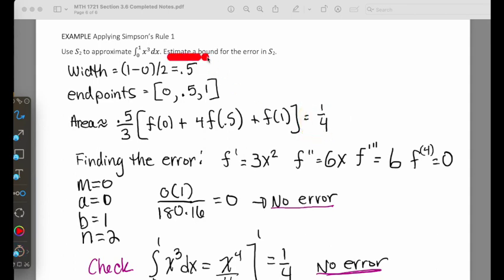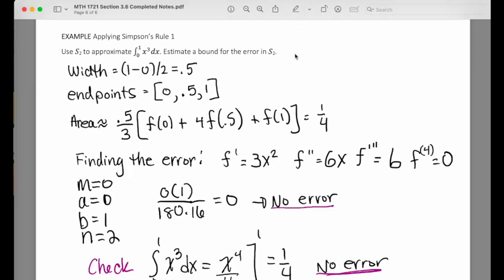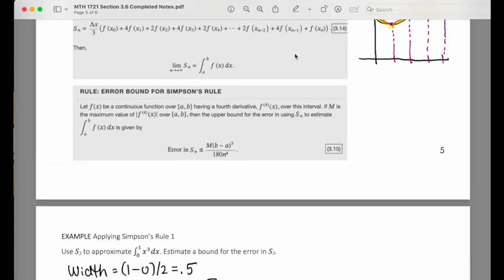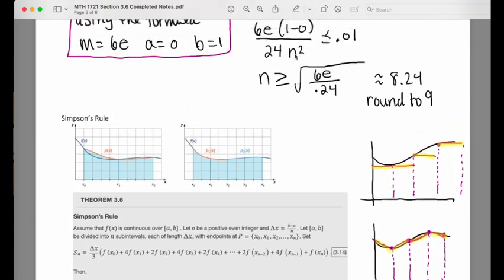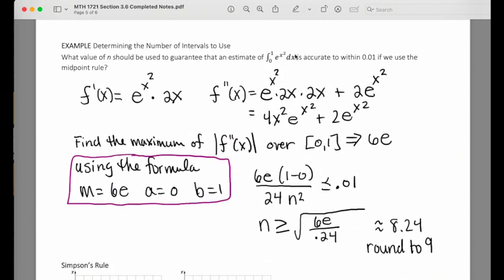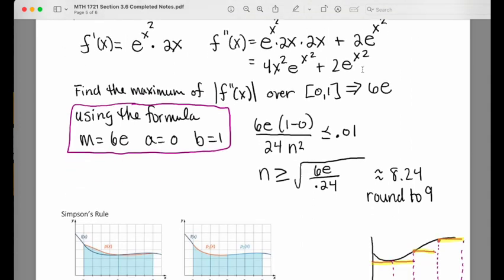Now, if we want to find the error bound, we're going to use the formula that's above. In our previous example, we used that formula to find how many subintervals we need for a certain error. The example we're going to work now is in reverse, where we know what our subintervals are, what our n is. Our n is 2, and we want to find how much error that would give us. What's our cushion? What's our give and take?